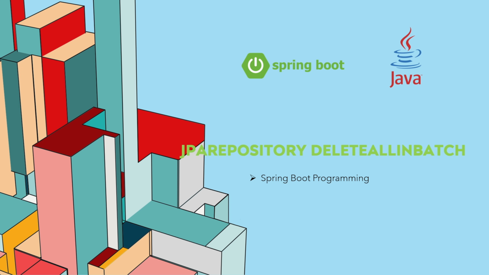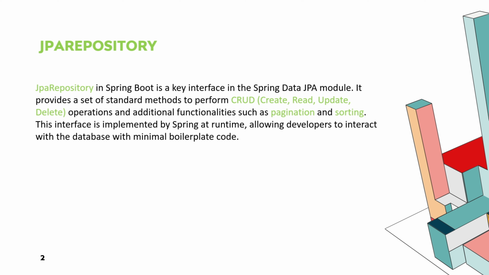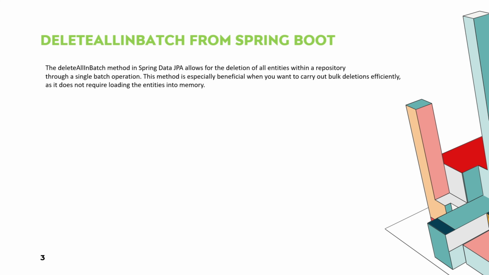Welcome to my channel. Today we are going to learn the deleteAllInBatch function from JPA repository. In the previous video we explored that JPA repository is an interface which indirectly extends CrudRepository. It has basic functions like create, read, delete, update. On top of that we can do batch operations, and it also supports paging and sorting functionality.